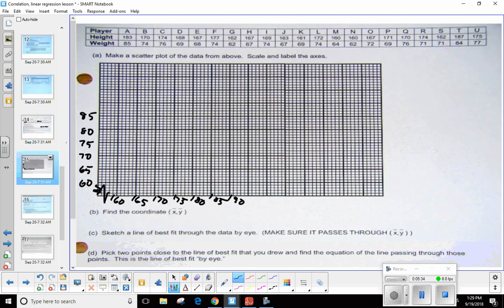So A is 183 and then 85. Let me go ahead and do this in a different color just so we can easily see these. So 183, it should be 85. Okay, so right here, and I'm going to go right up to 85. So right there would be 183 and 85. Got that taken care of.